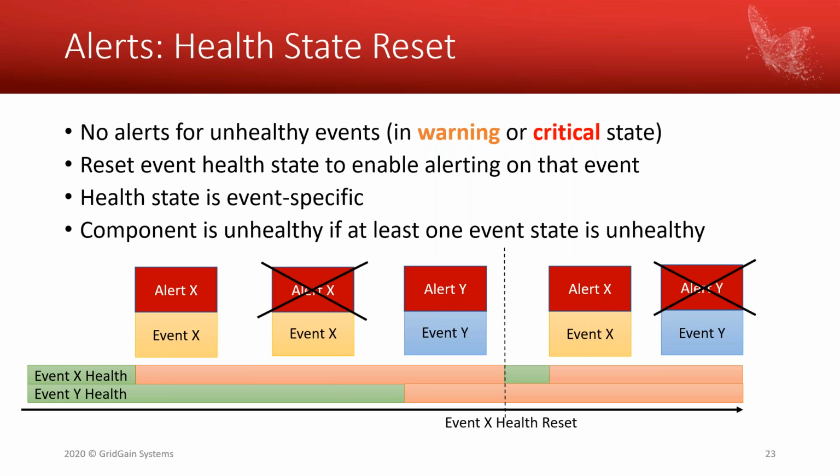So even if event X is unhealthy, we still can open an alert for event Y. Then we reset the event X health state, either automatically or manually. The next time event X occurs, we again open an alert for X. But the next time event Y occurs, we don't open an alert for it because it's still in an unhealthy state. So this is important to understand. Multiple events do not trigger multiple alerts. You have to reset the health state to open an alert again.